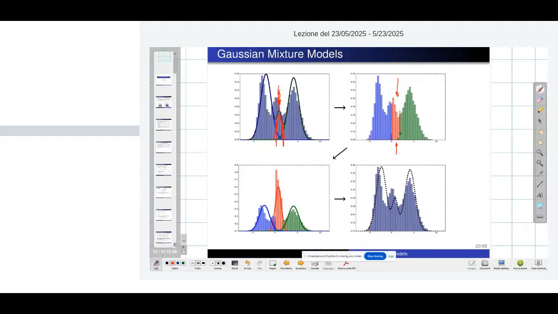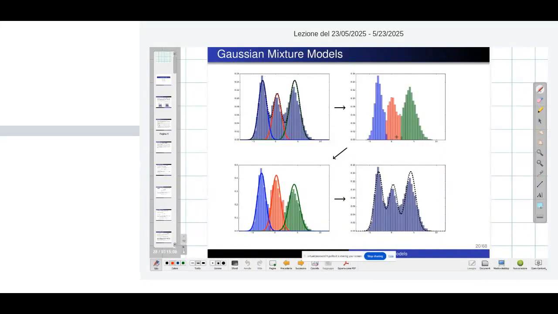Then I do the same. I have this assignment. I extract those three as if they were three different classes. I fit a Gaussian to each of them, and this is the result that I get for the components. I compute the weights again as the fraction of points assigned to each cluster, and putting everything together, you get the result at the bottom of the slide.